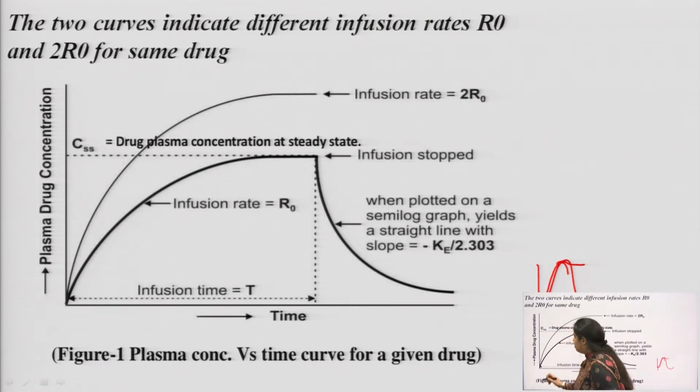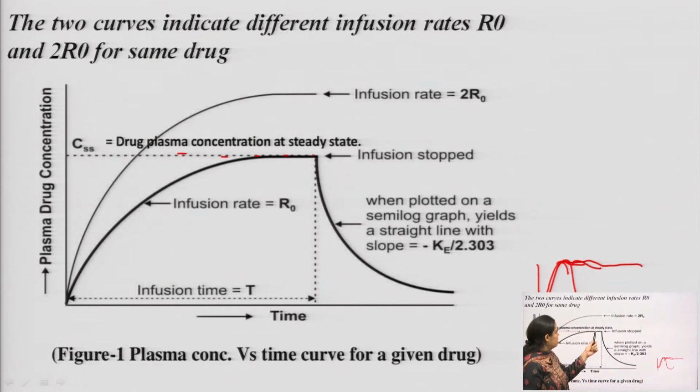So, you see the plasma concentration of drug and time. CSS is your drug plasma concentration at steady state. This is the infusion rate 2R0, 2 times, and this is the R0 infusion rate. When the infusion is stopped or paused, a sudden decline will be seen. Otherwise, if the infusion is continued, it will be like this. So, this is how we see the infusion rate doubled to 2R0, and then the infusion is stopped.